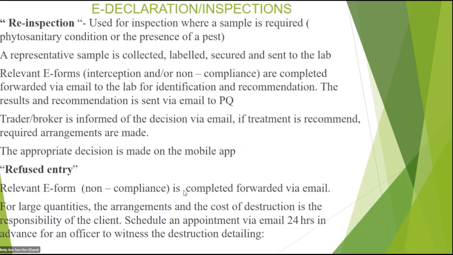A representative sample is collected, labeled, secured, and sent to the lab. The relevant e-forms, which are the interception and or non-compliance forms, are completed and forwarded via email to the lab for identification and recommendation. The results and the recommendation are then sent to PQ via email. The trader and the broker are informed of the decision via email. If treatment is recommended, then the necessary arrangements are made. The appropriate decision is then updated on the mobile app. So it's completely paperless.